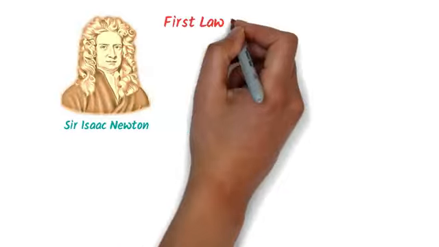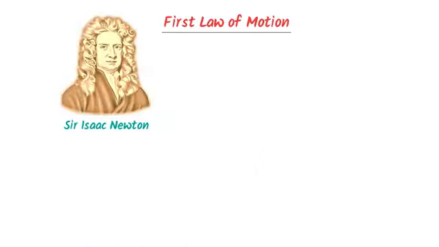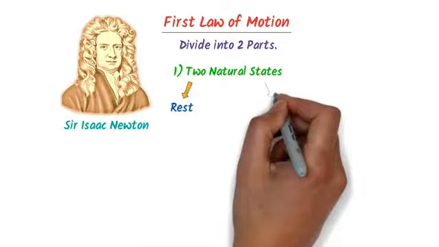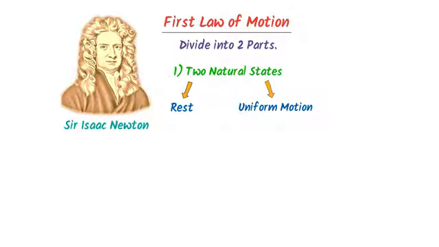Now, what is the first law of motion? Well, we can easily understand Newton's first law of motion if we divide it into two parts. Firstly, Newton Baba states that every object has two natural states. Either it will remain in a state of rest or it will remain in a state of uniform motion.